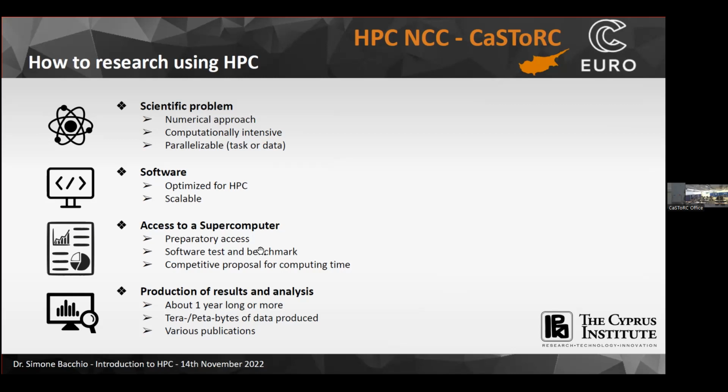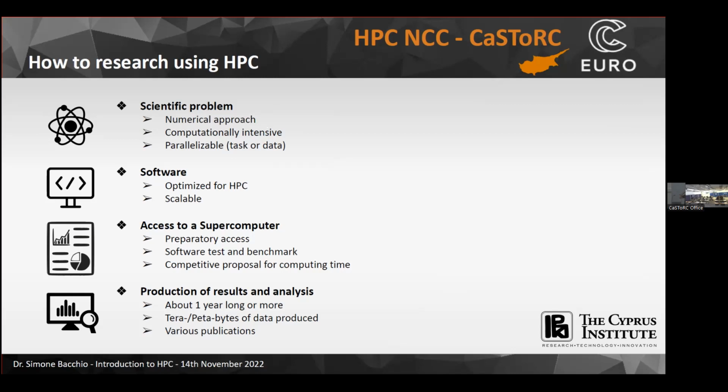So what do you usually have when you need to do research in HPC? First of all, you have a scientific problem. What does this scientific problem have to be? It needs to require numerical approaches. It needs to be computationally intensive. It's not just a problem that can run on your laptop. If it runs on your laptop, it does not require HPC resources; it needs to be very intensive. So it's something that most probably you need to scale.